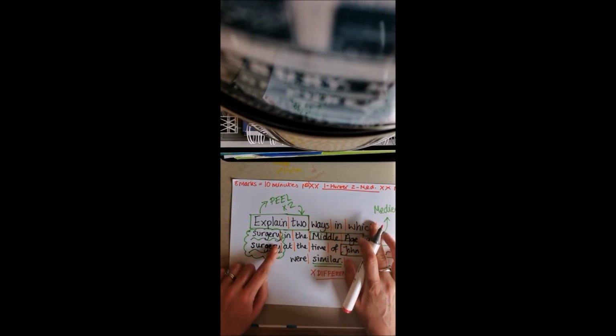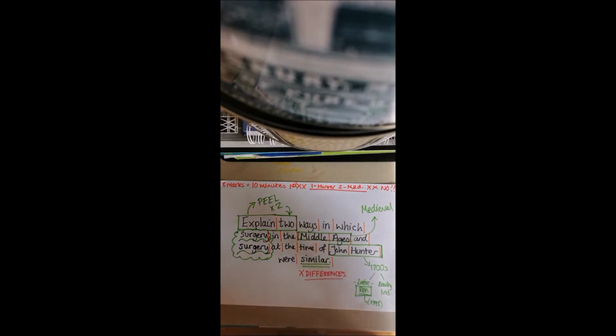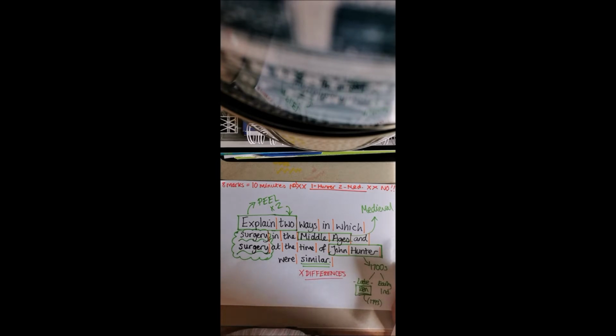When they ask for 2 PEEL paragraphs, they are not looking for 1 paragraph on Hunter and 1 on the Middle Ages or vice versa, because if you did that, sorry, let me word that better. I'm going to ask you a rhetorical question. Can you understand why they don't want that? Why don't they just want you to do 1 paragraph on the surgery at the time of John Hunter and 1 paragraph on surgery at the time of the Middle Ages? Why don't they want that? Okay, give you a second or two to think about it.